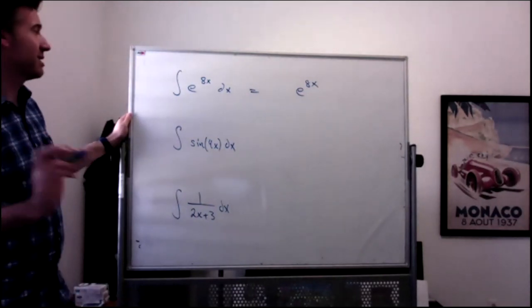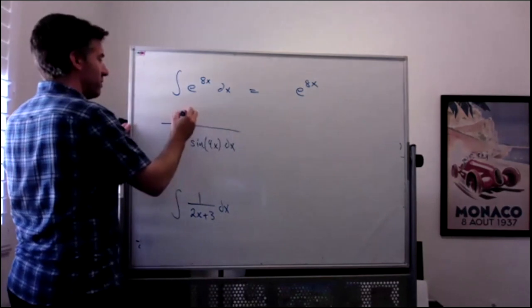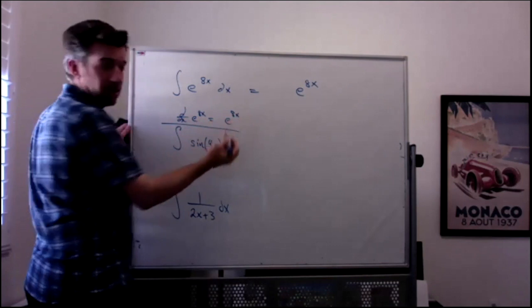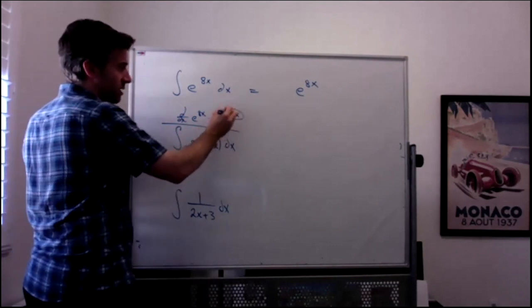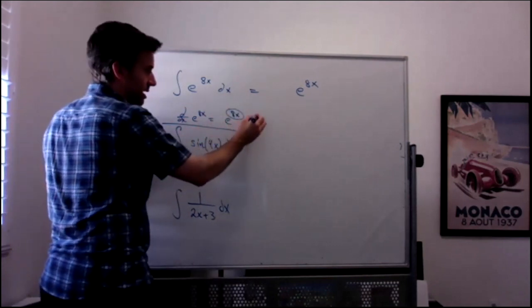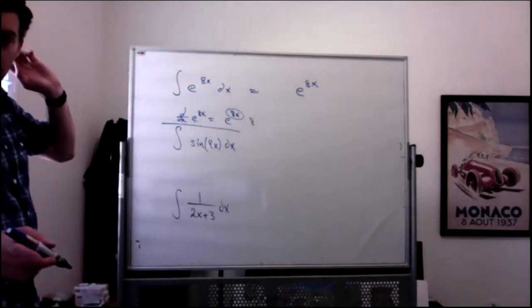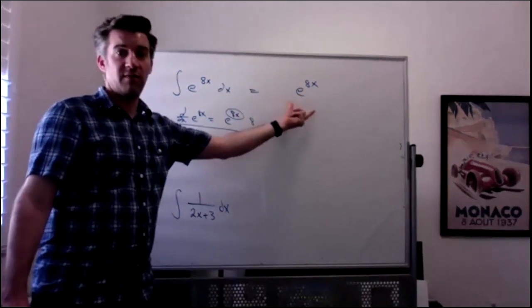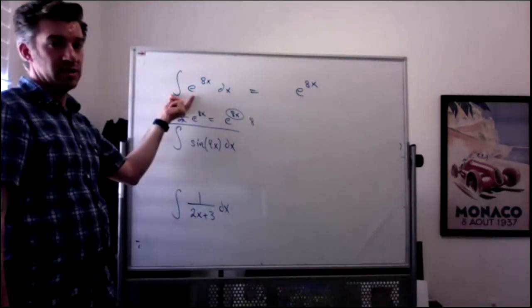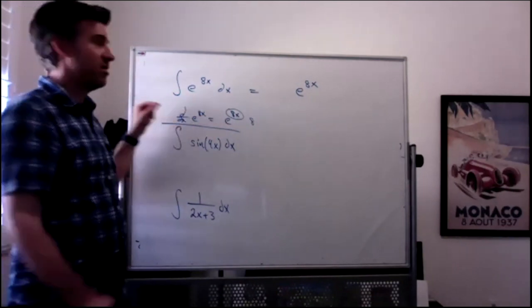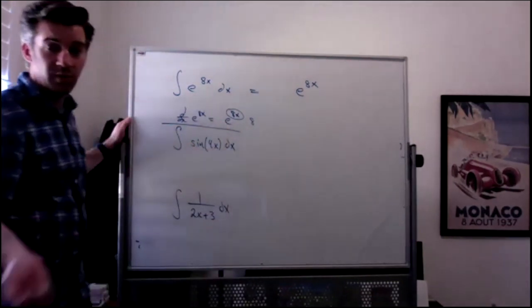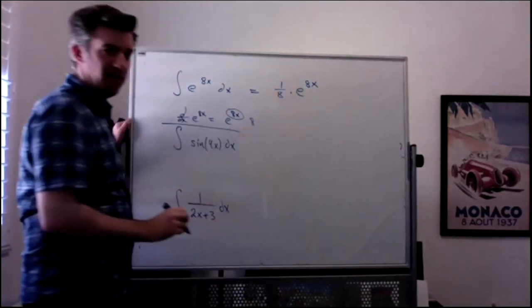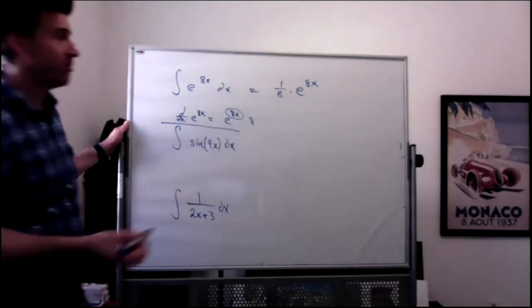Not quite e to the x. So if I was going to do the derivative of e to the 8x, it would be e to the 8x times the derivative of the stuff, which would exactly be 8. So here's the thing. The antiderivative of this should equal this. The derivative of this should equal this, but it's off by a multiple of 8. So since the derivative makes me multiply by 8, the antiderivative is going to make me divide by 8.